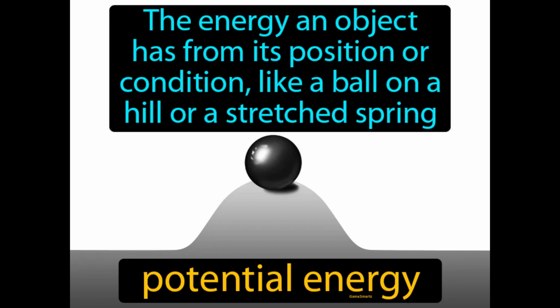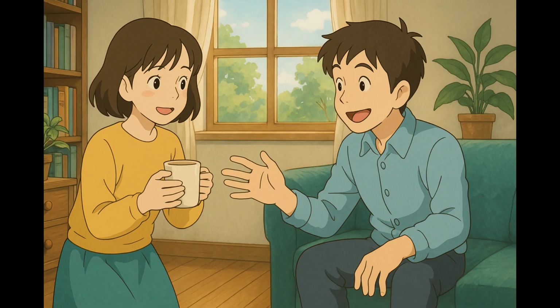The energy an object has from its position or condition, like a ball on a hill or a stretched spring. Potential energy is stored energy in an object due to its position or state. Imagine you're holding a mug of coffee, balancing it carefully as you walk across a room. Just like the mug poised in your hand, ready to spill with the slightest misstep, potential energy is all about the stored energy an object has due to its position or condition.